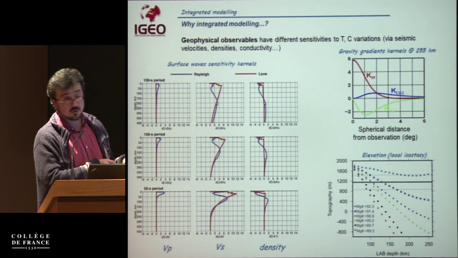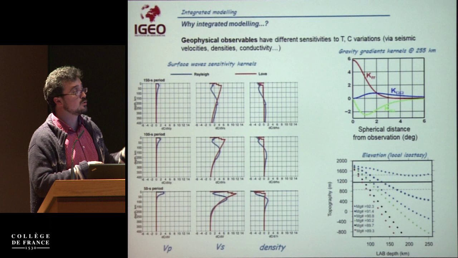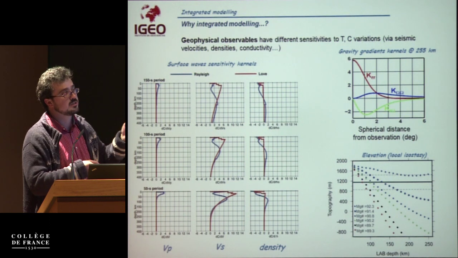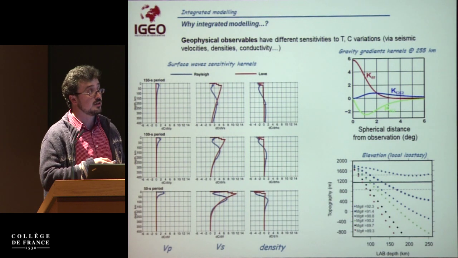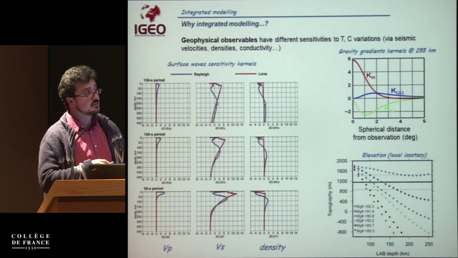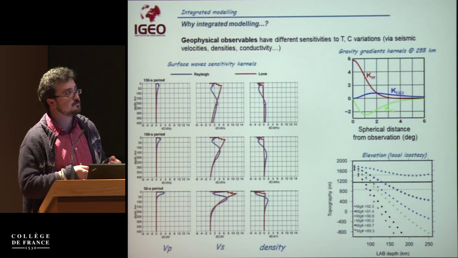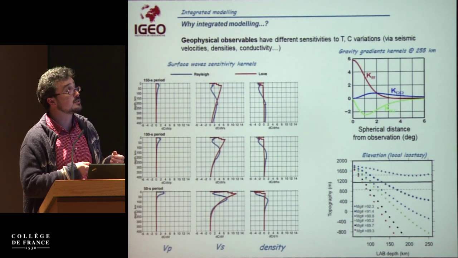For some other compositions, for instance this one on top of the plot, which is very much depleted with a high magnesium number, at some point increasing the thermal thickness doesn't change the topography. This is because the temperature effect is trading off with the compositional effect of the depleted mantle.